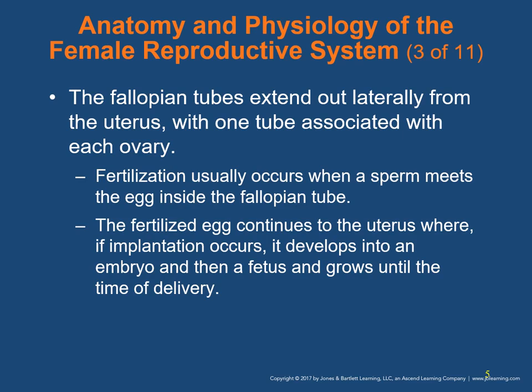The fallopian tubes extend out laterally from the uterus with one tube associated with each ovary. Fertilization occurs when the sperm meets the egg, usually when the egg is inside the fallopian tube. The fertilized egg then continues to the uterus where, if implantation occurs, it develops into an embryo and then a fetus and grows until the time of delivery.